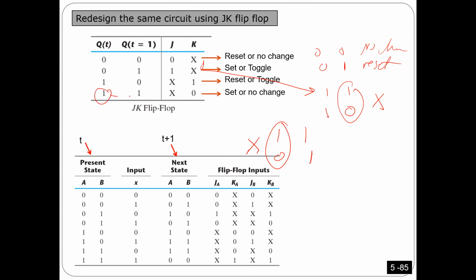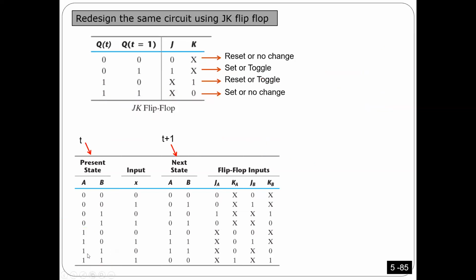Is that okay? Let's look at the next one. If I am 1 and I want to stay at 1, again there are two cases: either no change, which is 0, 0, or set, which means 1, 0. That's why you can see here J is X, so it doesn't matter what you put here, and then 0. This table is just coming from the function table of the JK flip-flop. I'm going to use this table in the design, and you will see how.